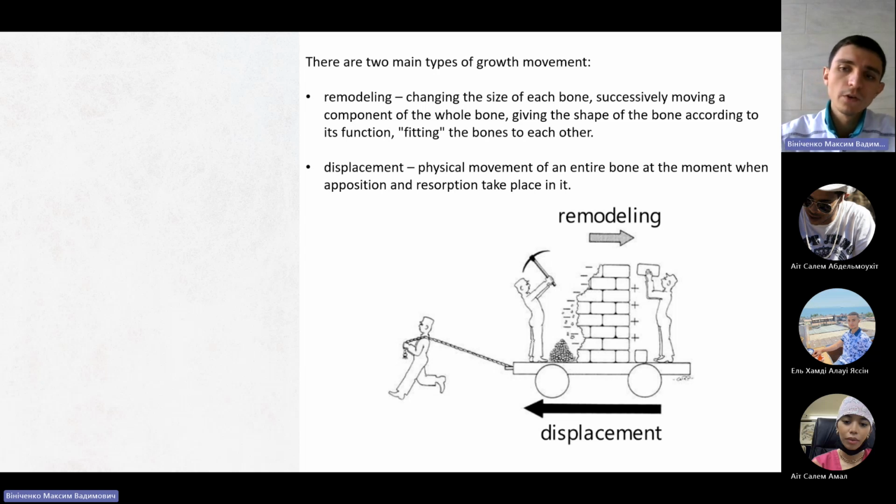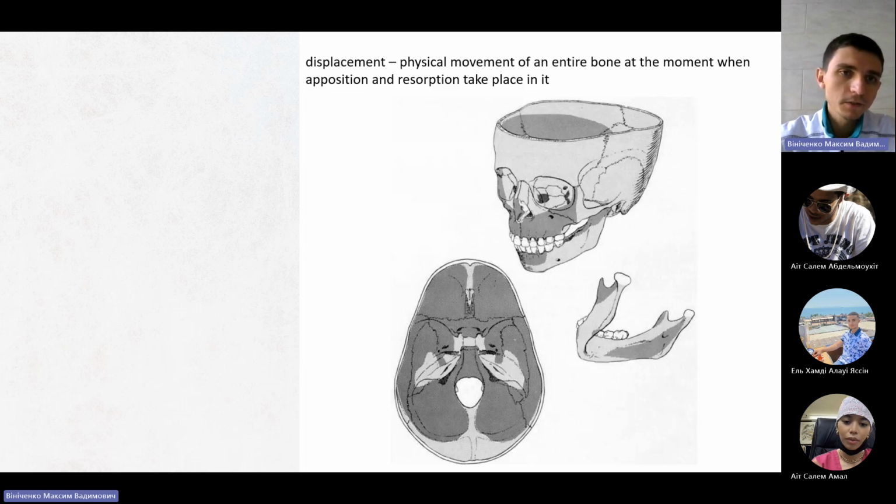So you need to remember two processes, remodeling and displacement. Displacement is a physical movement of an entire bone at the moment when apposition and resorption take place in it. So here you can see with a black color, here we call them negative spaces, and the white color, the positive spaces.